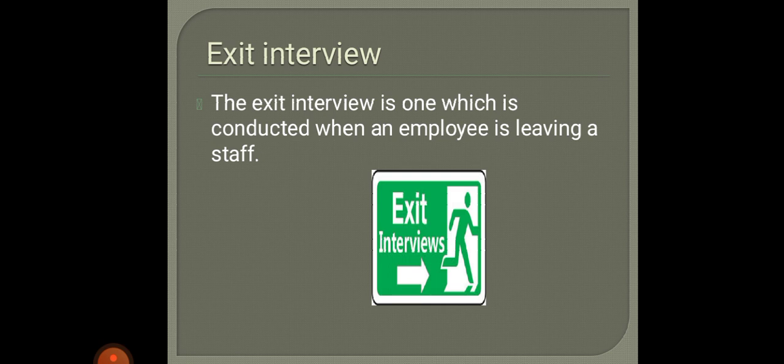Exit interview. For example, assume that you want to leave the present job and get a new job, so you give a resignation letter to the present employer. The present employer can ask you questions: why you are leaving, what happened, and where you are going to join. Few questions they ask, that is like an interview. It is called an exit interview.